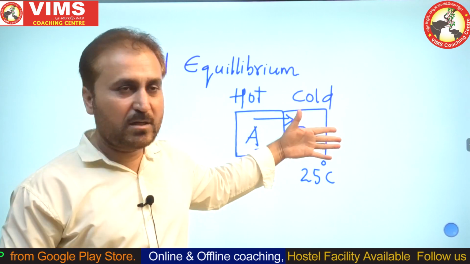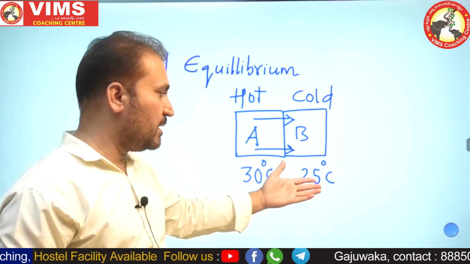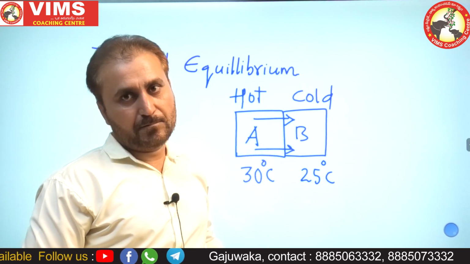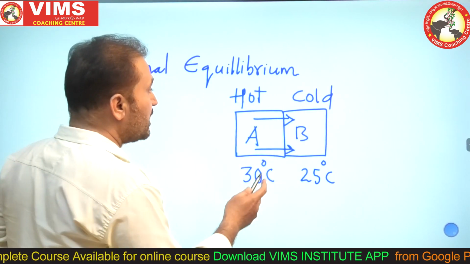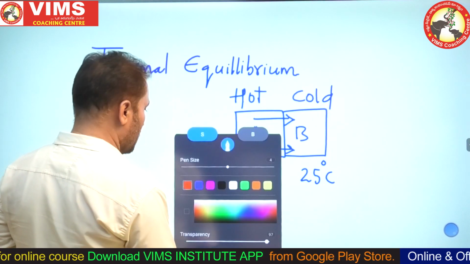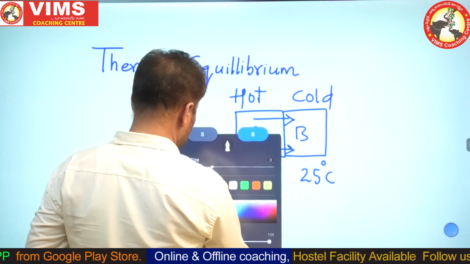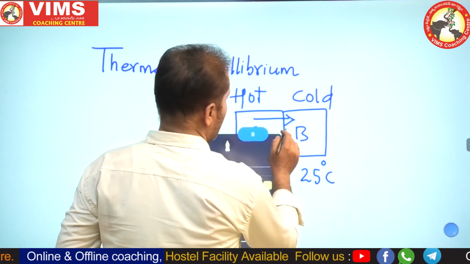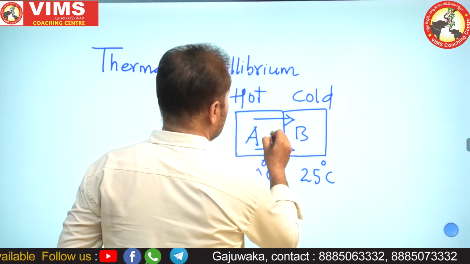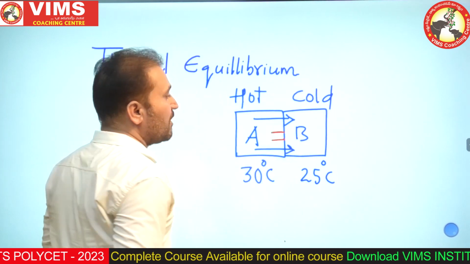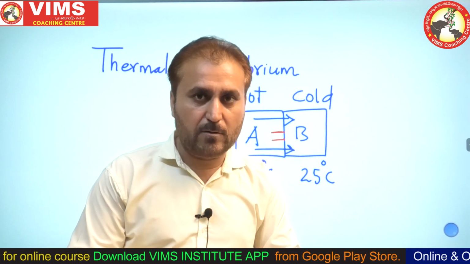Generally what happens, A is losing heat, B is gaining heat. So automatically the temperature of A will be reduced. The temperature of B will be increased. So there is one situation, one condition where the temperature of these 2 bodies will become equal. At that particular period of time, generally what happens? When the temperature of both bodies becomes equal, at that particular condition, the transmission of heat is going to stop.